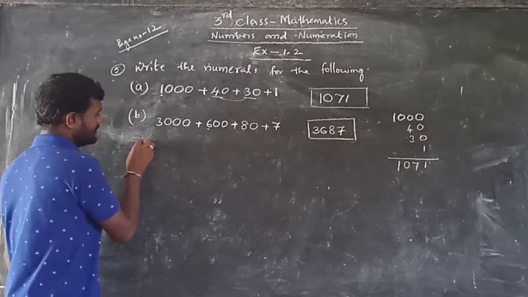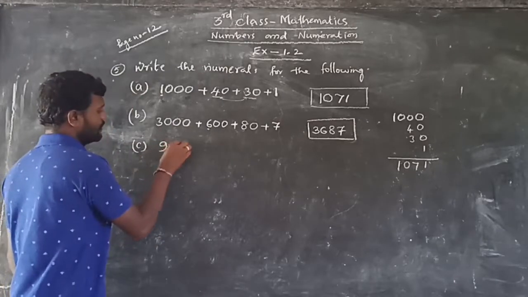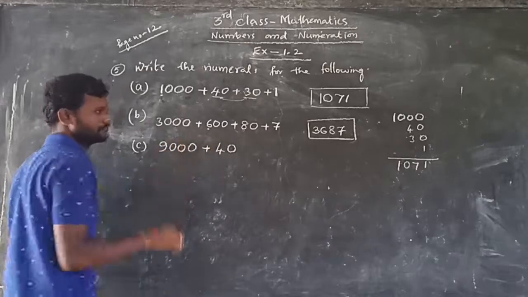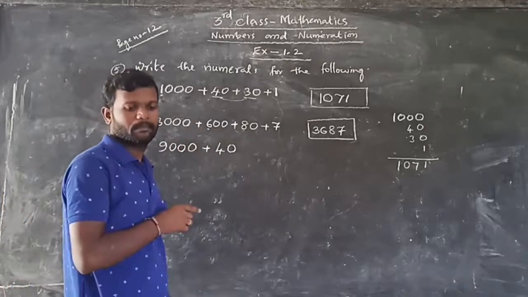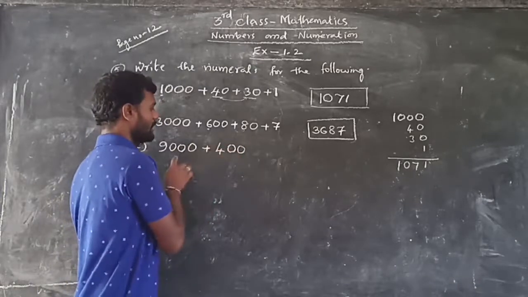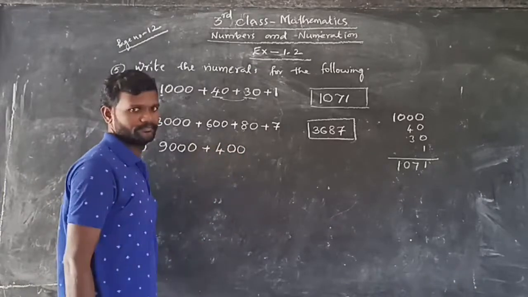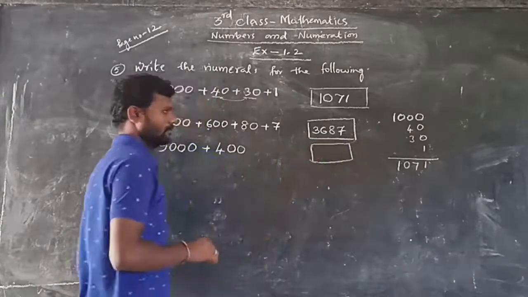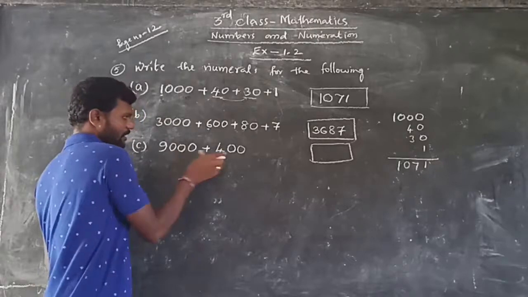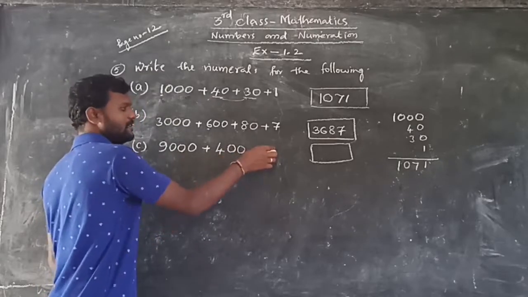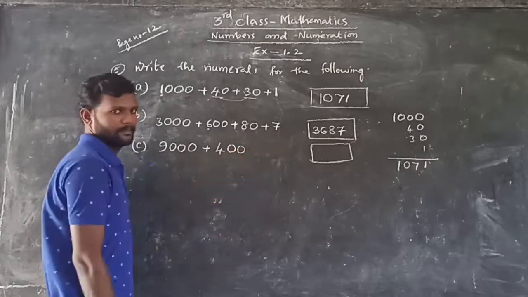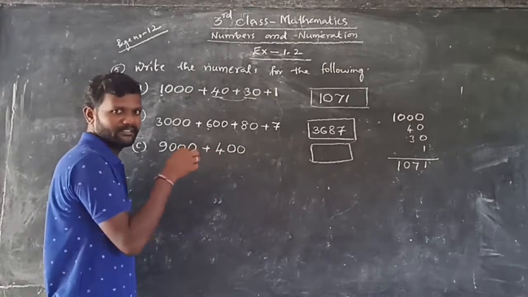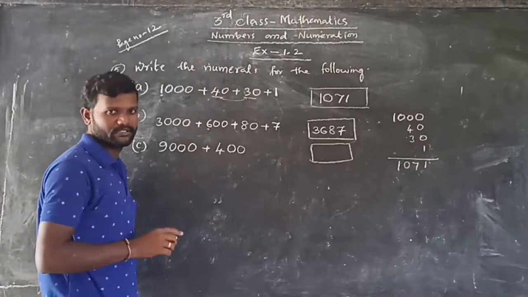What is that? C is there. 9000 plus 400. Sorry, 9000 plus 400. So what is the number we will get? Thousands are there, hundreds are also there, but we don't have tens and ones. So in the place of tens and ones, nothing is there, which means we have to write zeros.